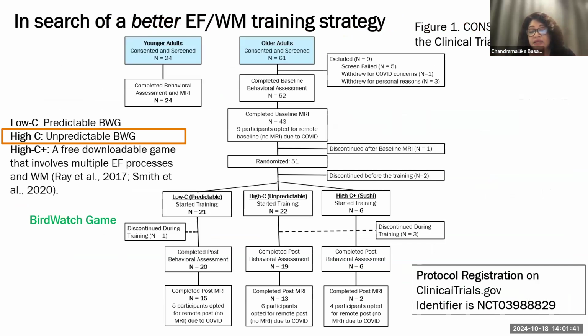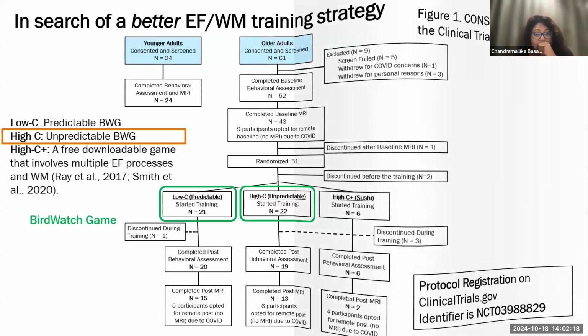So that led us to this NIA-funded phase 1 clinical trial where we looked at 2 versions of the Birdwatch game. One is predictable and one is unpredictable. If we move forward, we had 3 groups, but I'm going to ignore the other 2 groups. I'm just going to focus on the 2 greens. And so we had 21 participants and 22 participants, and we had 20 completers and 19 completers. This was done during COVID, so we had only 15 and 13 in each group on whom we could get the MRI scans, but we had all the behavioral results on pretty much the majority of the participants.